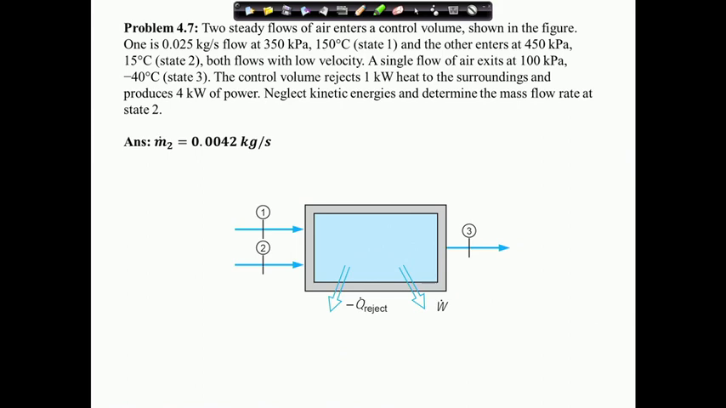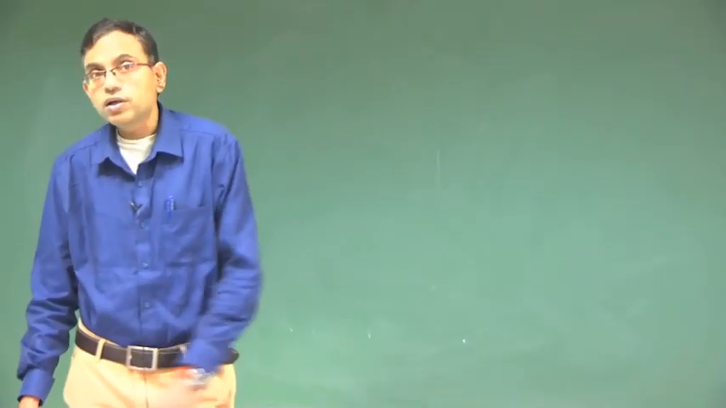A single flow of air exits at 100 kPa, minus 40 degree centigrade, state 3. The control volume rejects 1 kilowatt heat to the surroundings and produces 4 kilowatt of power. Neglect changes in kinetic energy, that should be a better way of stating this. Determine the mass flow rate at state 2. Okay, so let us work out this problem.